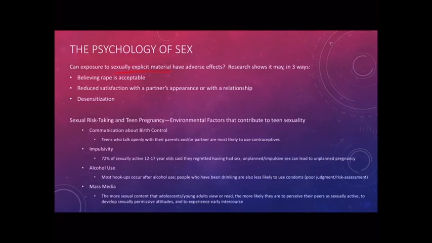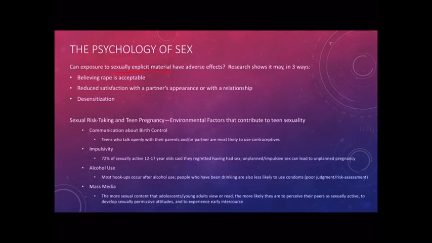You don't just think that if I never bring up anything sexual, then they're never going to do it. You can't make that assumption. So instead, the best move you can make is to communicate about how to be safe when your child does eventually begin to have sex. The next factor is impulsivity. The more impulsive one is, the more likely they are to take risks sexually. And so we see that 72%, that's a high number, of sexually active 12 to 17-year-olds said that they regretted having had sex. And then, of course, unplanned or impulsive sex can lead to unplanned pregnancy.